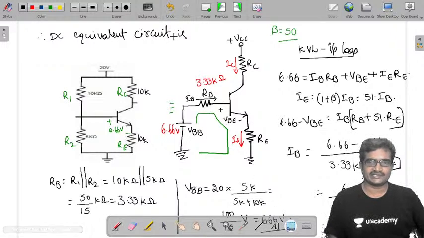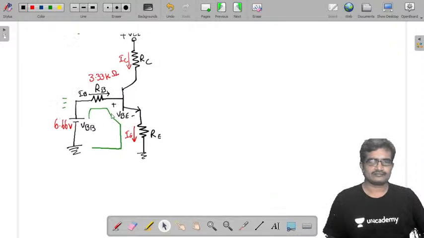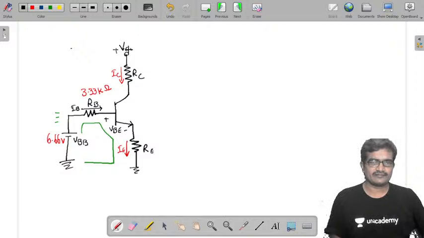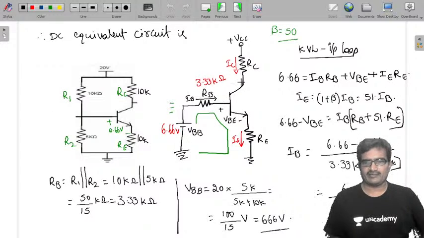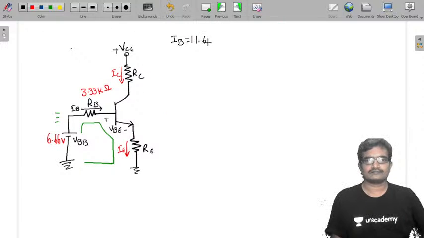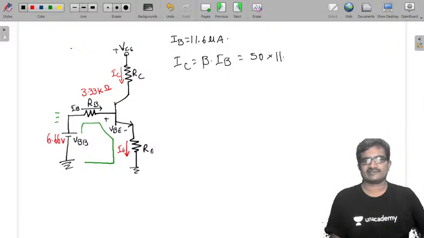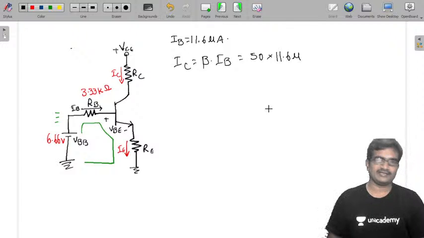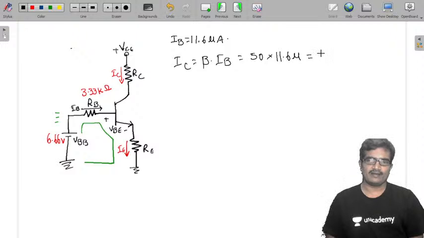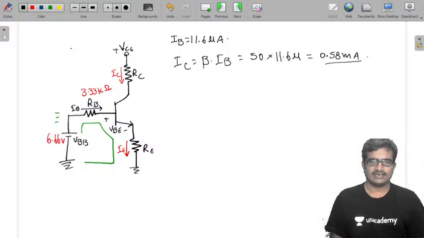At the same time we go for VCE also. I am going to copy the circuit once again. This is VCC. So just before we got IB, that is 11.6 microamperes, and IC is beta times IB. Beta is 50 and IB is 11.6 micro. So 11.6 into 50 is 580, that means 0.58 milliamperes. That is IC.